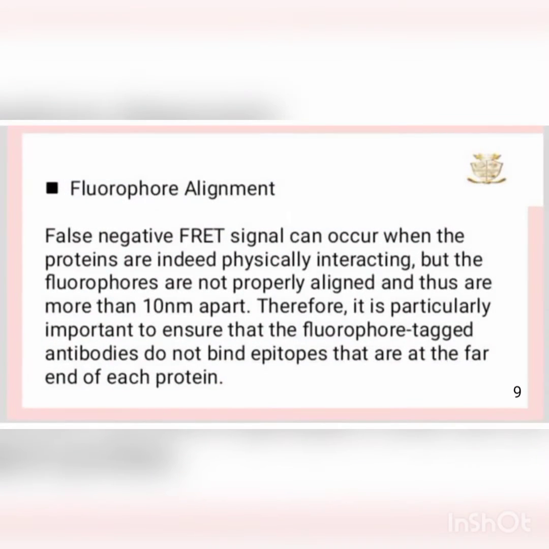The second one is fluorophore alignment. A false negative FRET signal can occur when the proteins are indeed physically interacting, but the fluorophores are not properly aligned and thus are more than 10 nanometer apart. Therefore, it is particularly important to ensure that the fluorophore-tagged antibodies do not bind epitopes that are at the far end of each protein.